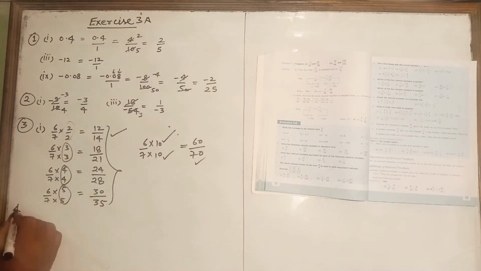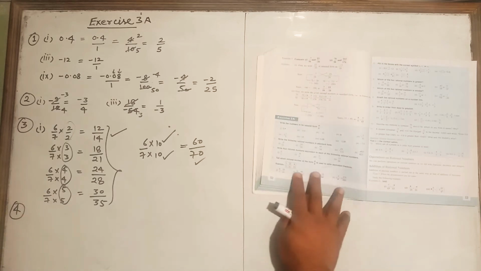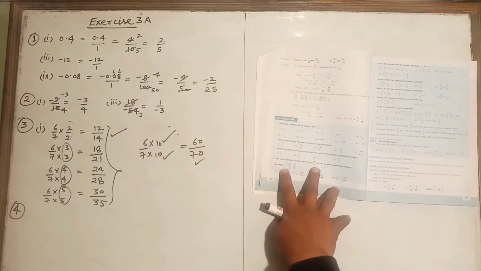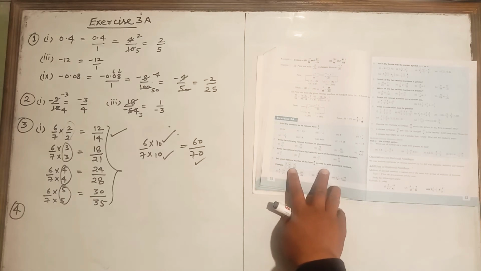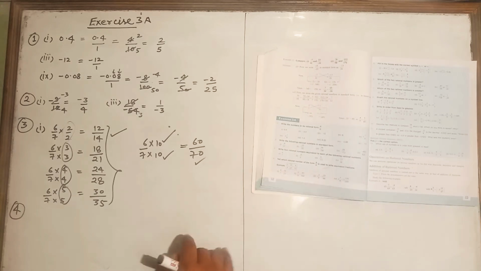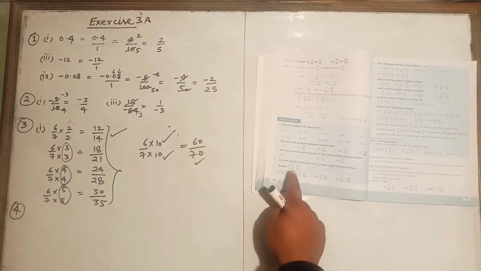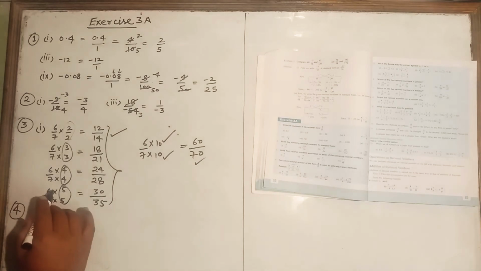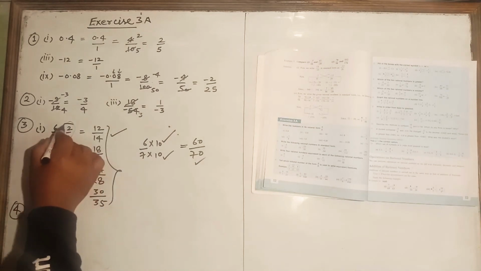Question number 4. It is, tell which rational number of the form a upon b is used to write the equivalent fraction. See, one example is solved for you. 2 upon 3 into 4 by 4 is equal to 8 upon 12. Same thing it is. Here what we have to do, we have to highlight this one.